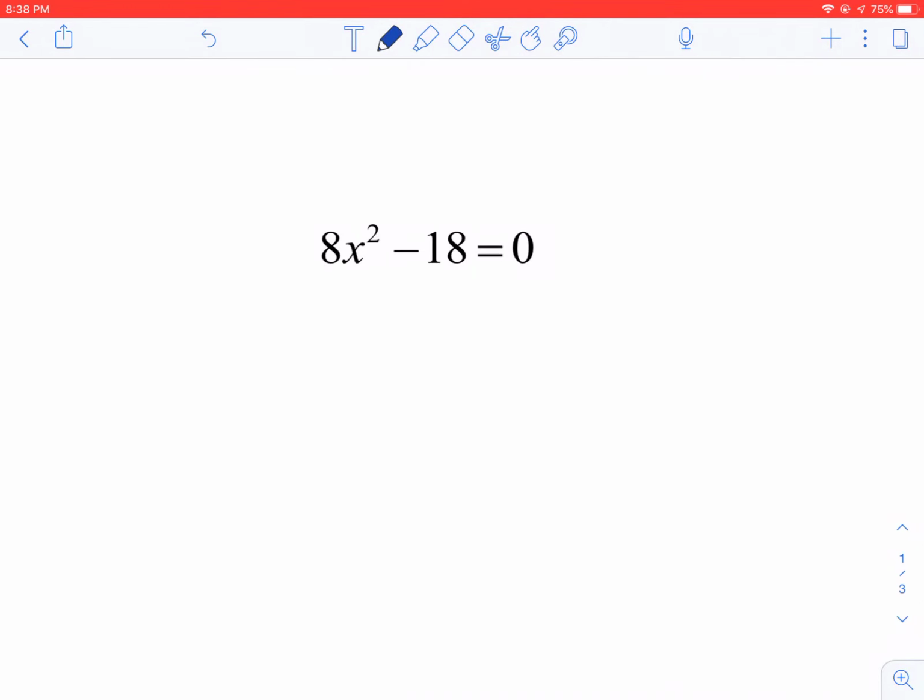This one over here. Hold on, I'm about to sneeze. Okay, that didn't come out.